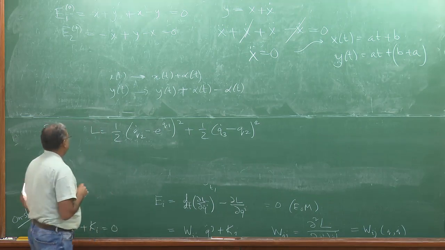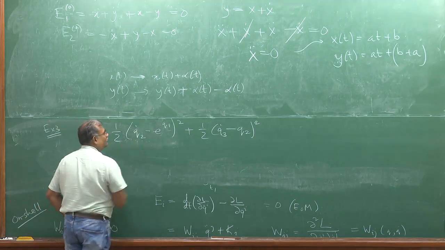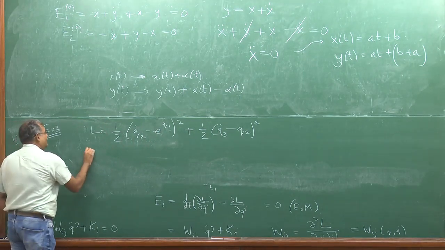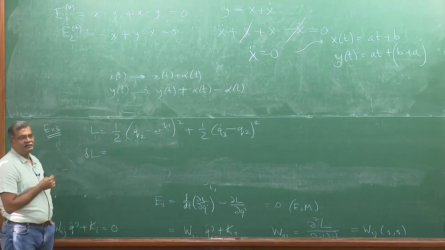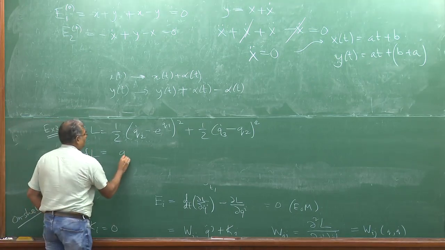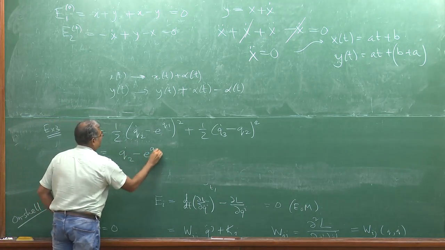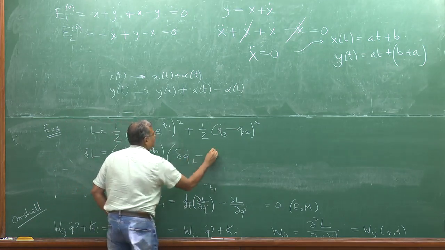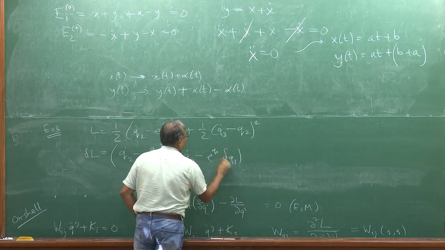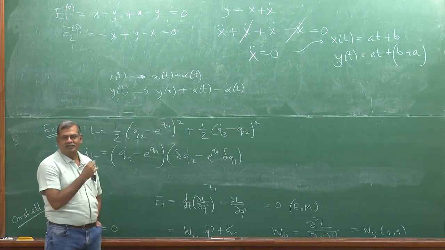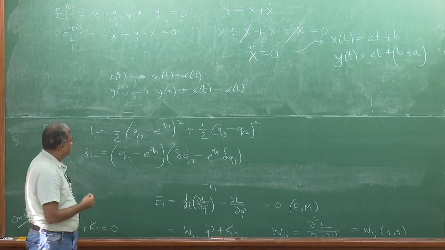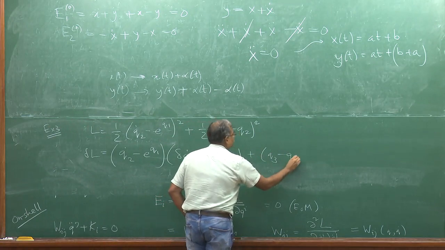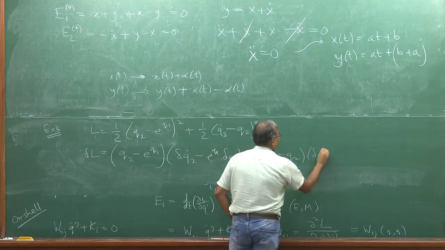I've just written down (q2 dot minus e to the q1) whole square plus half (q3 dot minus q2) whole square. Now here it's sort of obvious what the gauge symmetry is, because if you just find the variation here, it's going to be (q2 dot minus e to the q1) times (delta q2 dot minus e to the q1 delta q1), right? That's the beauty of the exponential. Its derivative is itself, plus (q3 dot minus q2) times (delta q3 dot minus delta q2).